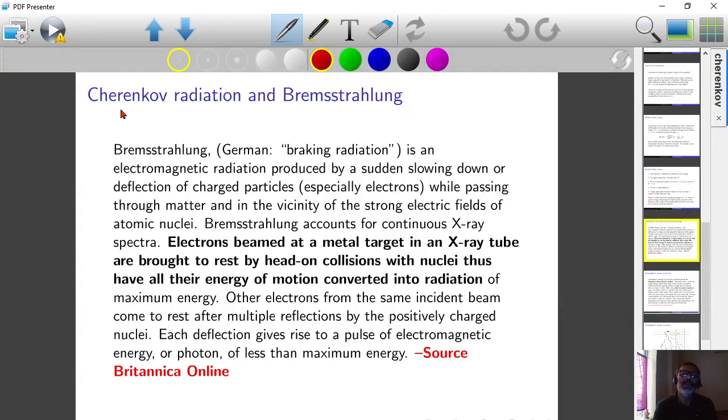What is the difference between Cherenkov radiation and Bremsstrahlung? In Bremsstrahlung, electrons beamed at a metal target in an X-ray tube are brought to rest by head-on collision with the nuclei. That means the charged particle has to come to rest when it emits the radiation, but in Cherenkov radiation the charged particle has to have a constant velocity to emit Cherenkov radiation. That is the basic difference between Cherenkov radiation and Bremsstrahlung.